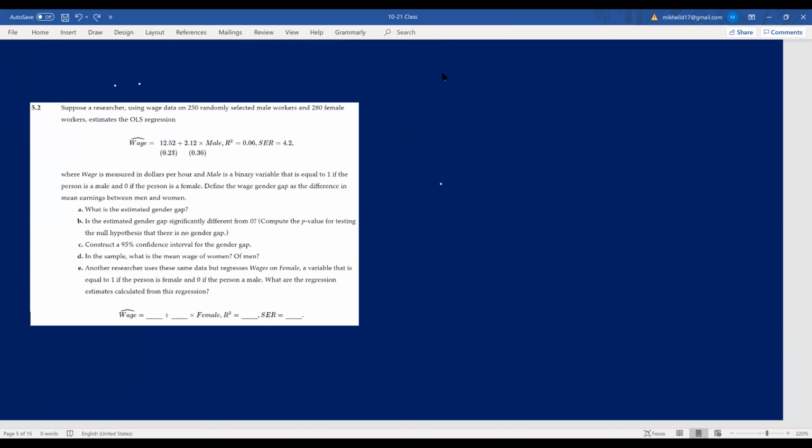Now let me do part A of this problem. We again see the estimated model. And the first question, part A, is what is the estimated gender gap? So here, male is a dummy variable that takes value 1 if individual i is male and takes value 0 if individual i is female.